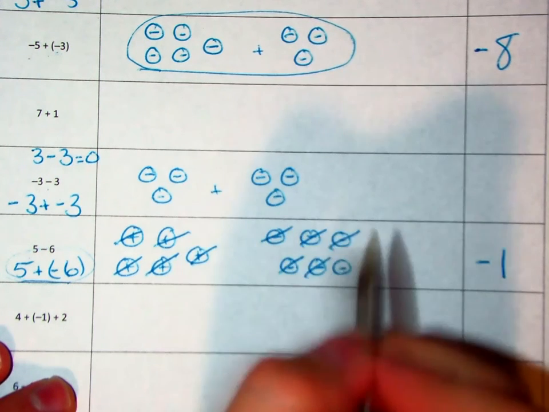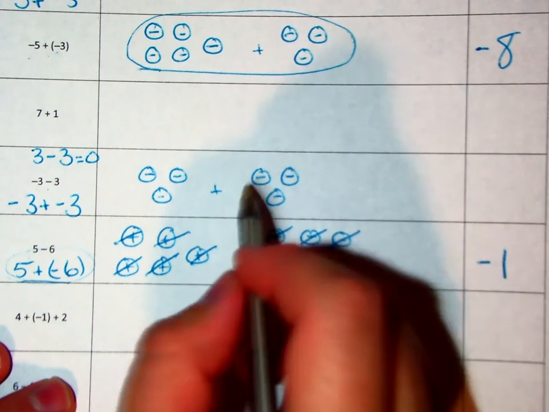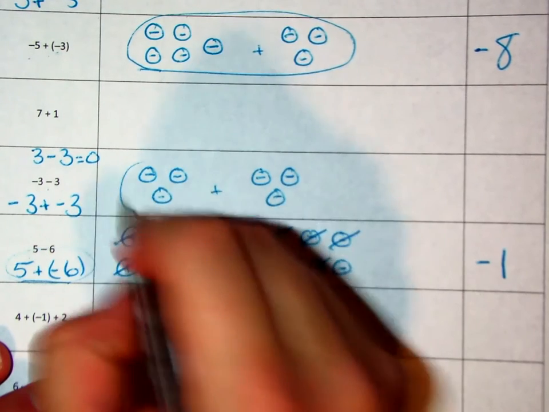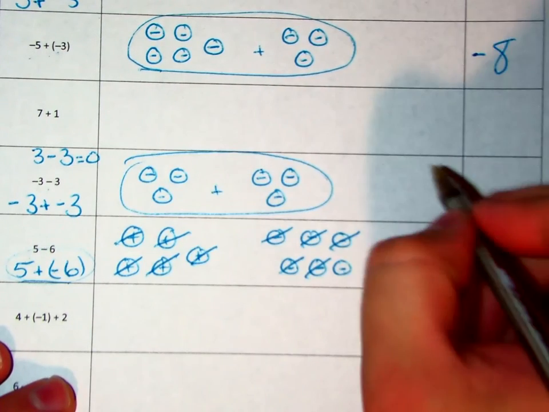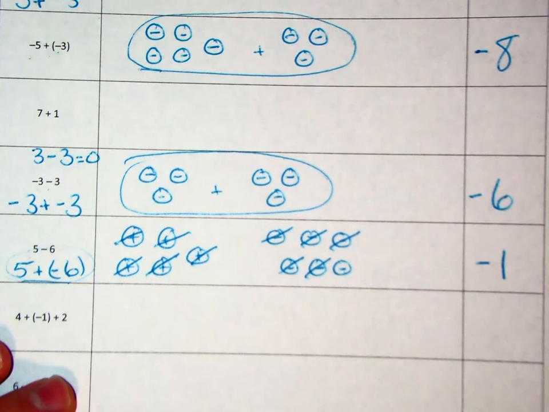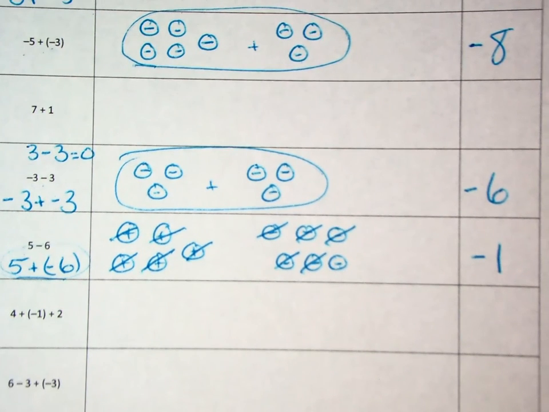And since there are no zero pairs, there's no positives to cancel out a negative with, we know that our solution is the total of all of our chips. So 6 chips that are negative, our solution is -6. Hopefully this helps you to have a better grasp of adding and subtracting integers using integer chips.